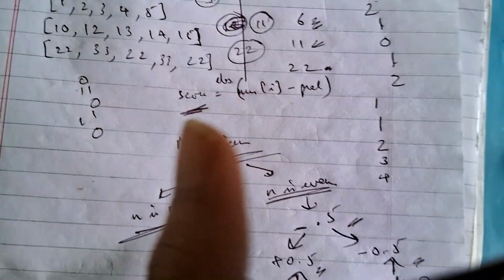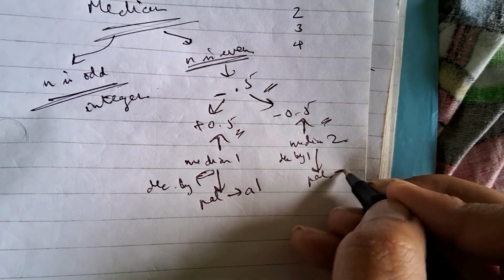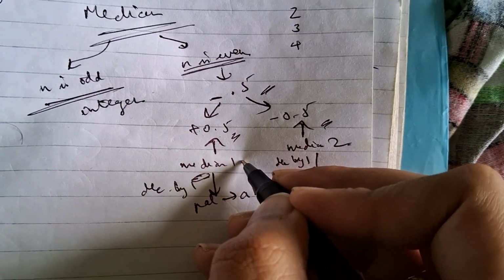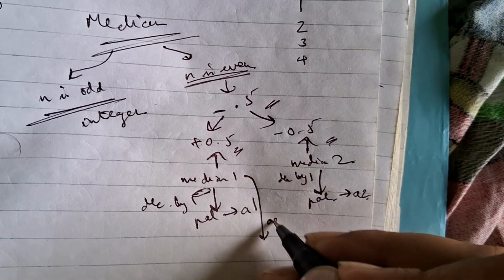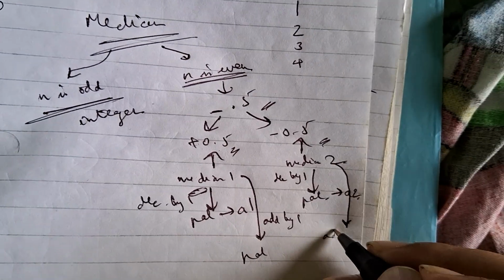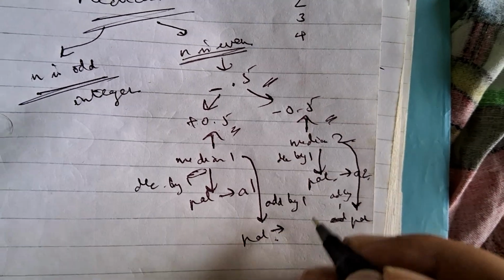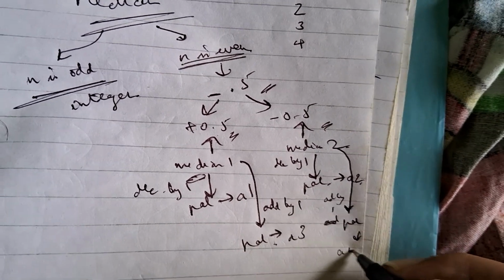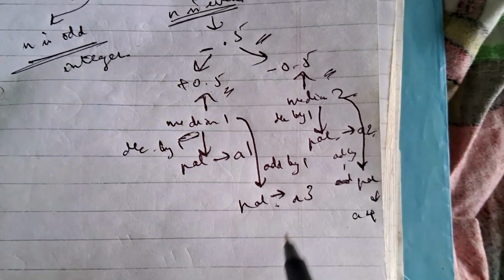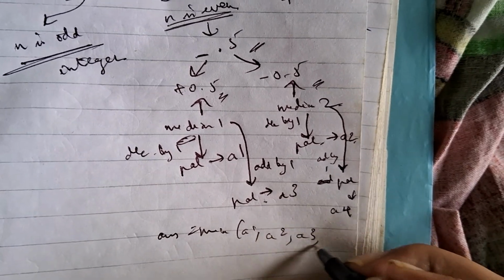Whatever the operation is, after applying, you'll get one answer. Let's say it is a1, and for this it is a2. Now again, from this median you can also add 1 until you get a palindrome, and from this median also add 1 until you get a palindrome. For this the answer will be a3 and for this the answer will be a4. Now the answer is going to be the minimum of a1, a2, a3, a4.